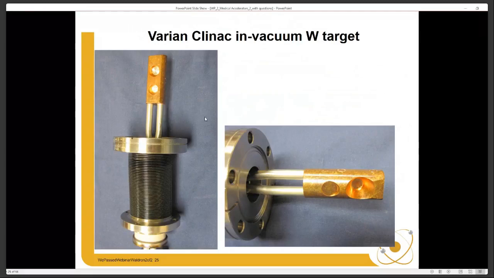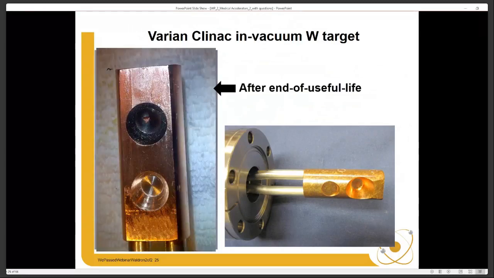More recently, we've been seeing targets failing per design, and that is that the electron beam eventually burns a hole in the target. And prior to water leaking into the vacuum, we begin to see changes in output, mixed photon and electron production, and so on. And that's when it's time to do a target change on our machine.